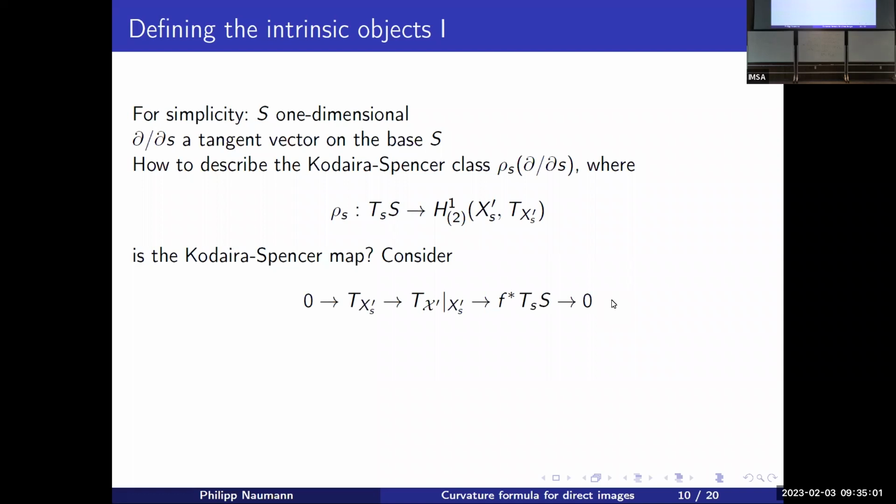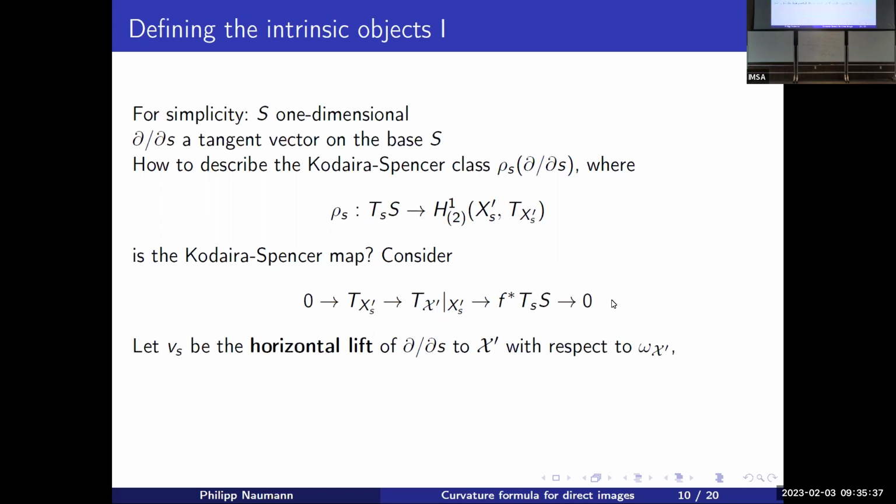And in such a situation, the most geometric way to describe the Kodaira-Spencer map is to do the following. We have the normal sequence of the fiber. The normal bundle is trivial in this situation. And what I do is lift this vector field d/ds to the total space. I can do it in a smooth way, but of course this is quite arbitrary.